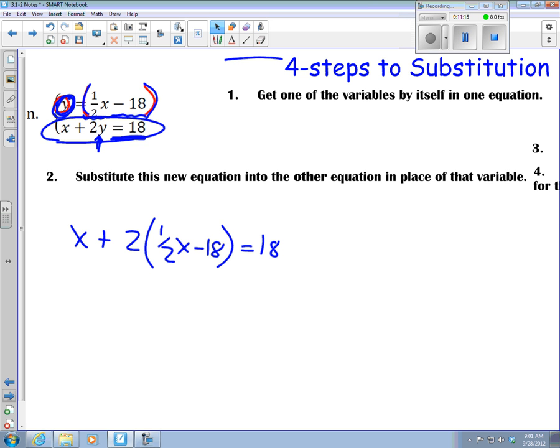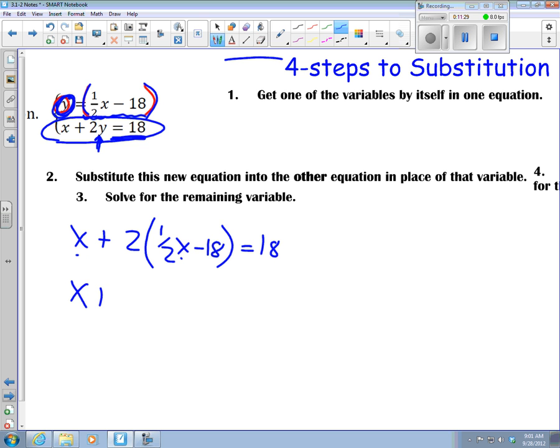Okay, so we did that. And number 3 here, solve for the remaining variable. So if you notice, I have an x here and an x here. I don't have any more y's. So I can solve this equation for x. And I end up with x plus, well, 1/2 times 2 is 1. So that's x. 2 times that is negative 36 equals 18. So 2x minus 36 equals 18.